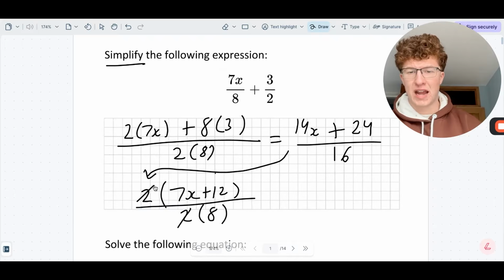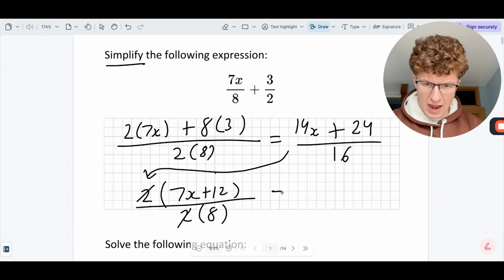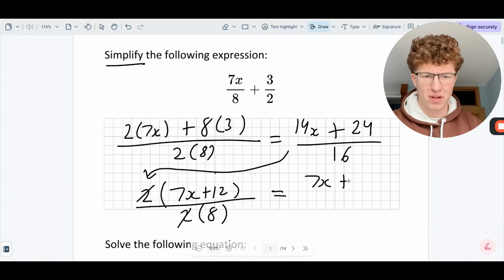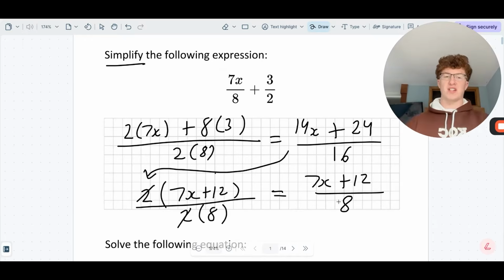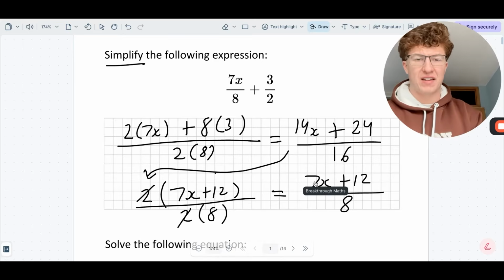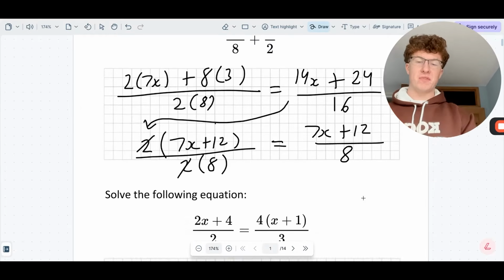Then these 2's can actually cancel. And that's going to give us 7x plus 12 divided by 8. And that's the final simplified fraction. See, we cannot factor out anything else from the top or bottom, so we know we're done.